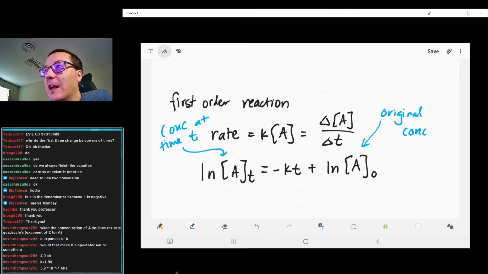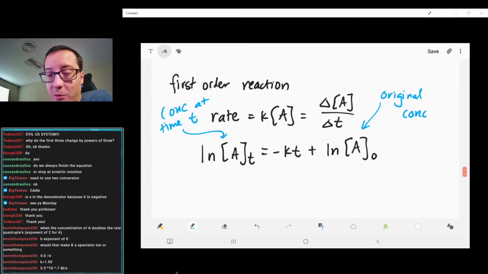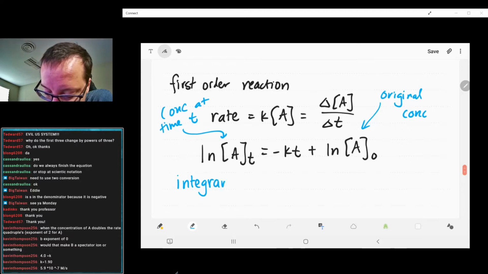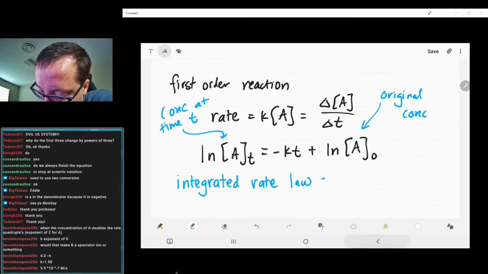And so we're going to have that component where we have the rate constant, and now we're throwing in the time variable as well. So with this equation, called the integrated rate law, we can use this to figure out concentrations at a given time.